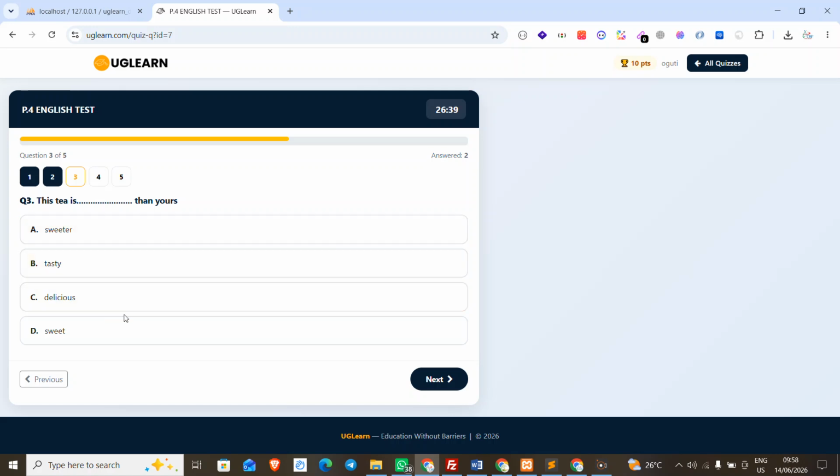But you can try. Let's try to fail this as well. Let's try it liberally. Let's fail this question, and we see. Let me say that it is delicious than yours. Let me say that, but we know the right answer is sweeter. Or let me say this tea is sweet than yours. Really? Does that make sense? Really? Okay, let's just take one of the two. Okay, I've taken that one.